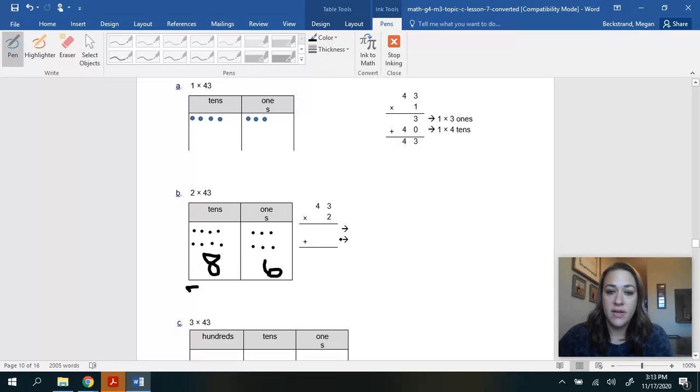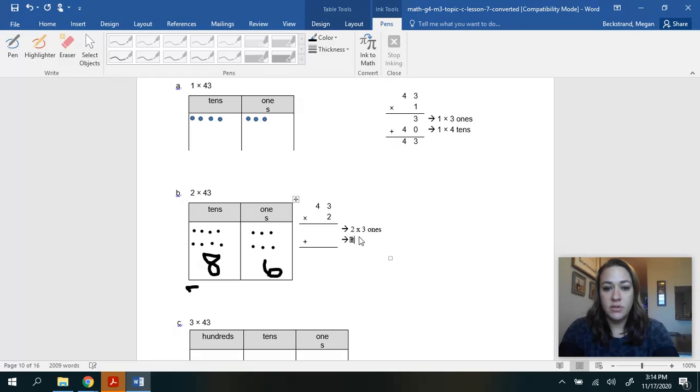Okay, so let's go ahead and come over here to our math problem. So I have 43 multiplied by 2. So first of all, I'm going to take 2 times 3 ones. I'm going to have 2. I don't know why it's doing that. Interesting. Okay. Here we go. 2 times 4 tens.